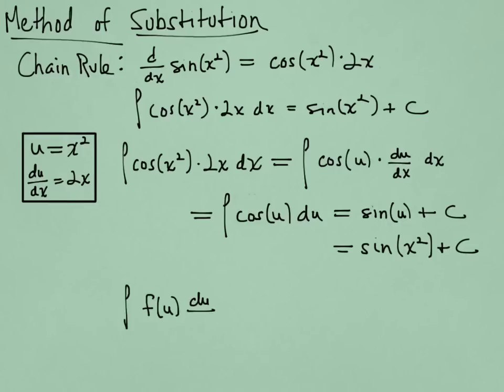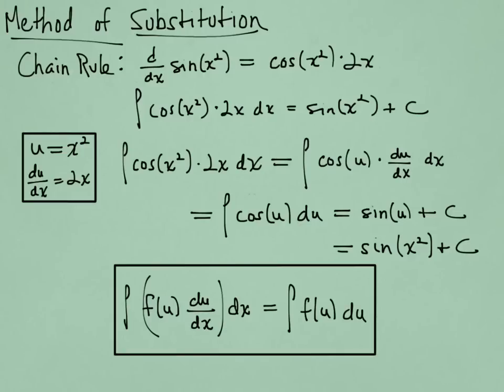So substitution is a way of helping us integrate expressions that look like this: a function of a variable u times the derivative of u, and if you're integrating that with respect to x, you should just replace it with the simpler integral f of u du. We went from this integral here with this derivative factor to the simpler one that didn't have that factor of the derivative there. In the next slides, we're going to look at some examples of applying this method of substitution in more detail.